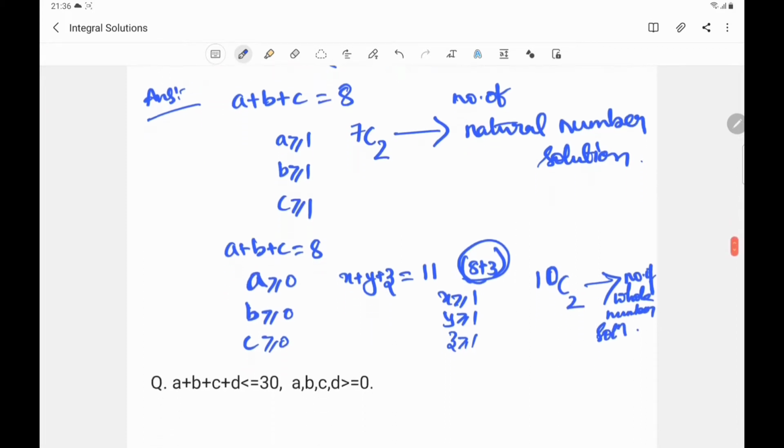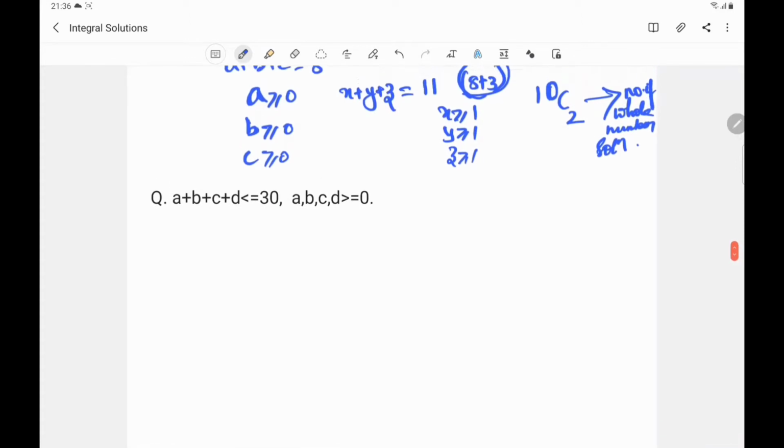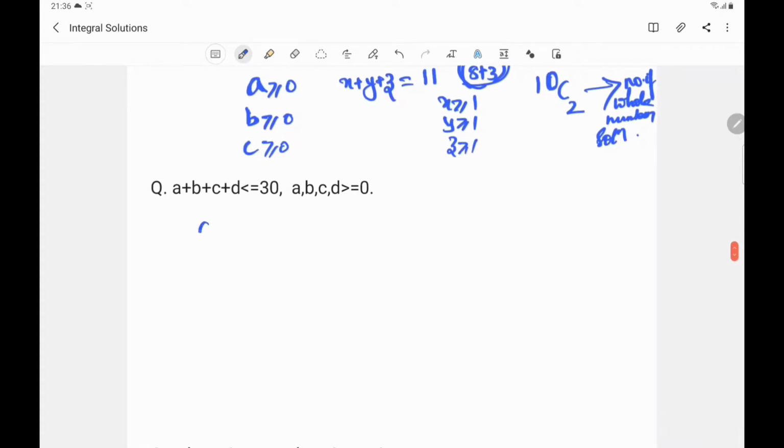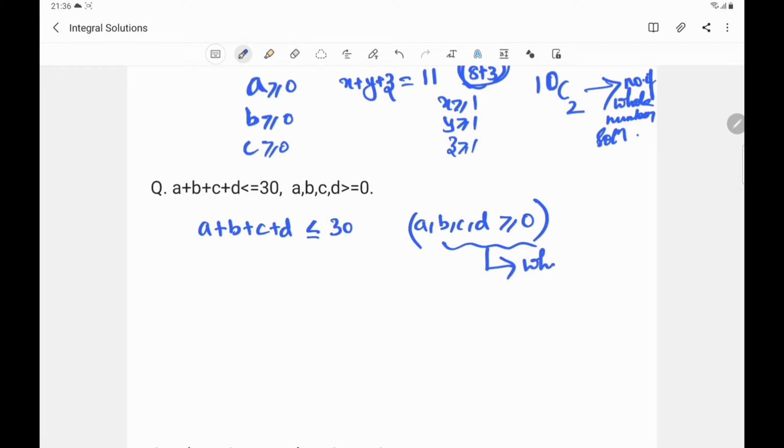Now let us move on to another question. This question states that a plus b plus c plus d is less than or equal to 30. It can be equal to 30 and it can be less than 30. And it is given that a, b, c, d are all greater than or equal to 0. So indirectly he is asking to find the whole number solutions or non-negative integer solutions to this equation.